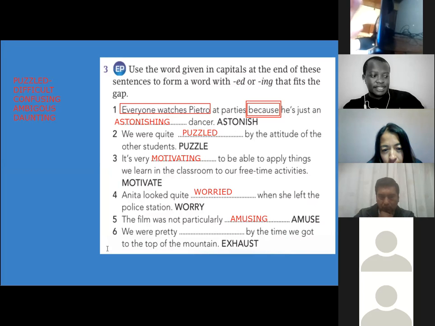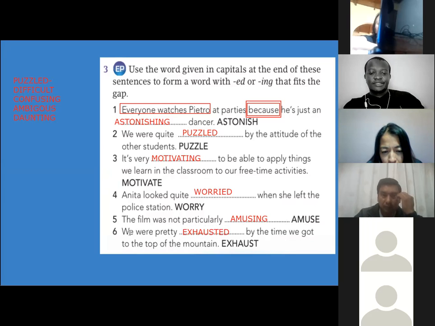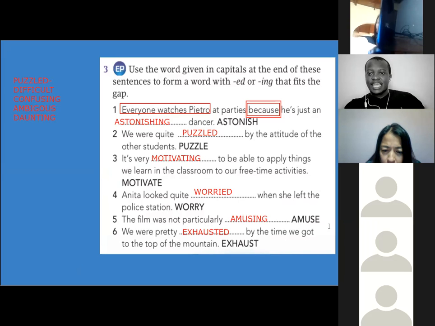Okay, another volunteer, guys. Another volunteer for number 6. Me. Yes? We were pretty exhausted by the time we got to the top of the mountain. Yeah, why is exhausted correct? Because it's talking about the feeling. Whose feeling? We, they. Yeah, the feeling of they, by the time they got to the top of the mountain. Yes.